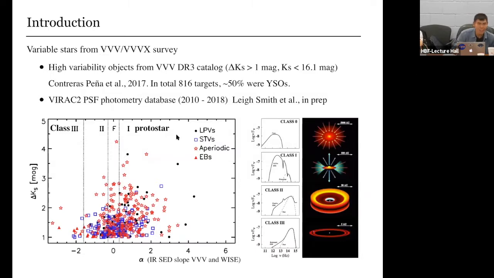On this side are protostars, and on the left side are the more evolved T Tauri stars. You can see most of the violent eruptive events are protostars and class 1 objects, for which we can use near-infrared follow-up to identify the mechanisms on those stars.